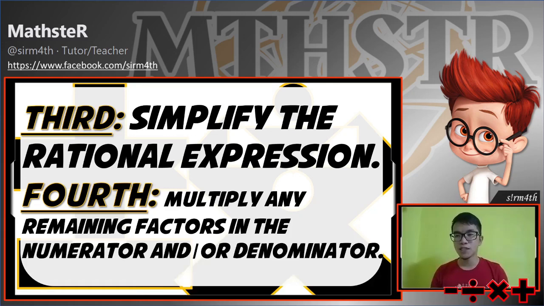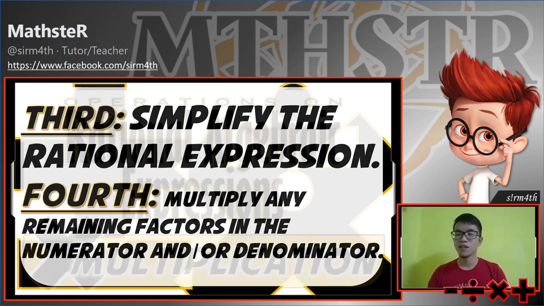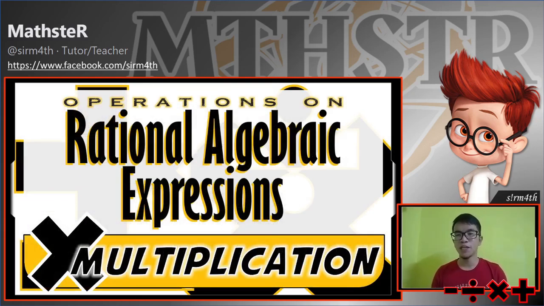Kaiba dun sa dating ginagawa natin sa rational number na minumultiply natin directly yung numerator times numerator and denominator times denominator. At this point, ang ginagawa natin is parang working backwards wherein mag-simplify muna tayo bago tayo mag-multiply. Unlike dun sa rational number na mag-multiply muna tayo bago tayo mag-simplify. Okay? So, yun yung ating multiplication operation on rational algebraic expression.